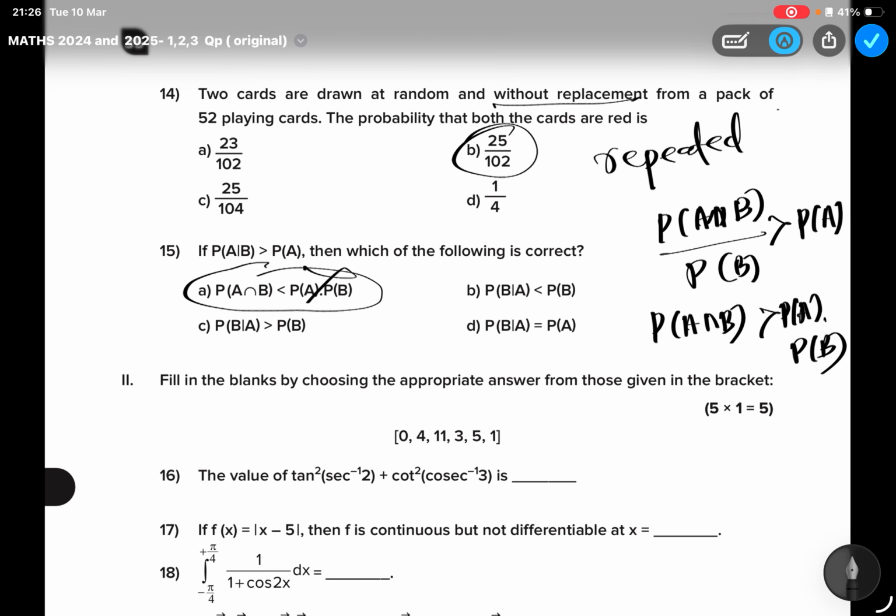Then probability of A into B. So this is also B given A. So this is also wrong. Here it should be greater than. So this one is correct. Here A given B is there, then B given A is there. Both are the same, so this is correct.